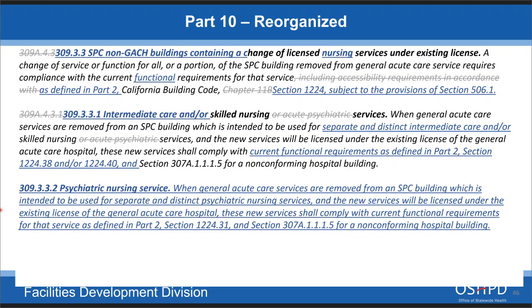Same with psychiatric services in the 1R. You'd still need to meet the functional requirements, so patient room sizes may not be an issue, but you do need to provide all the functional requirements, the consult rooms, whatever would be required. Isolation or observation rooms required in a psychiatric facility would still need to be provided.